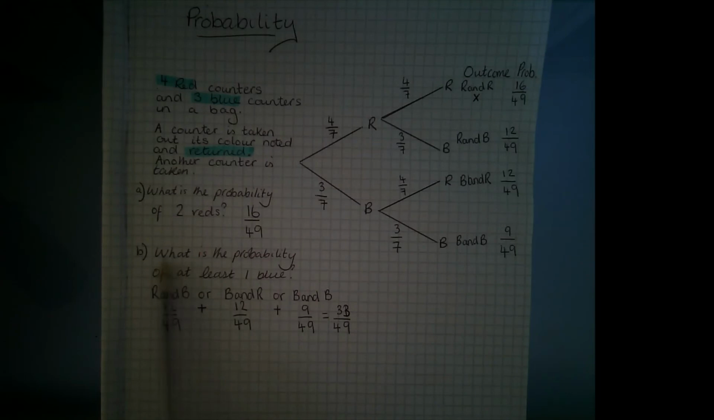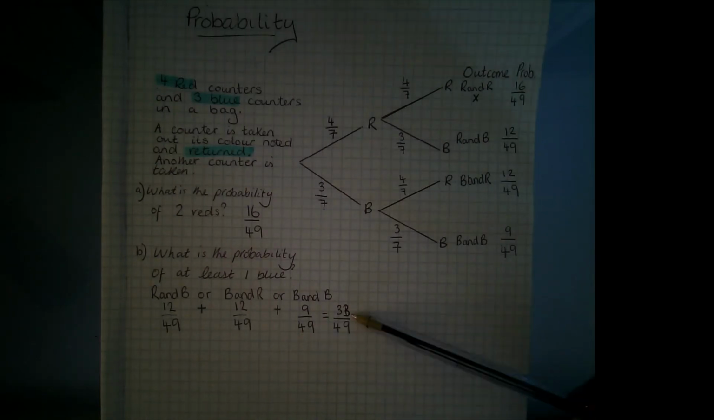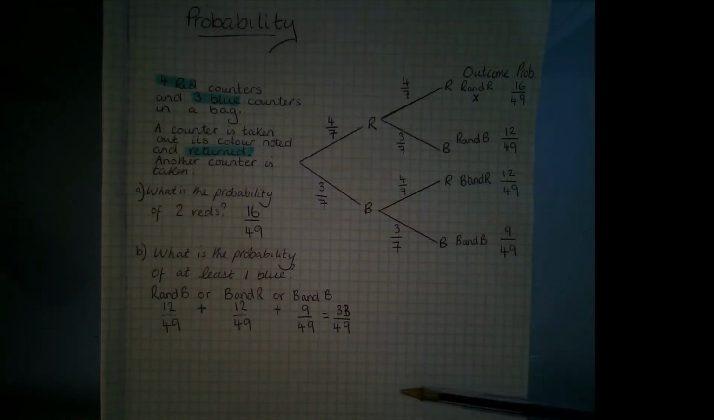Great start. Now, there is another method you could have used. You could have thought, what's the probability of at least 1 blue? Well, that's the opposite of having 2 reds. So you could have had a whole, take away the 16 over 49, would have given you the same answer. But this is probably the most straightforward, although maybe slightly longer.